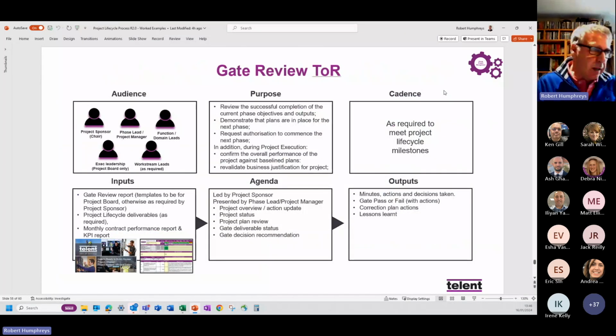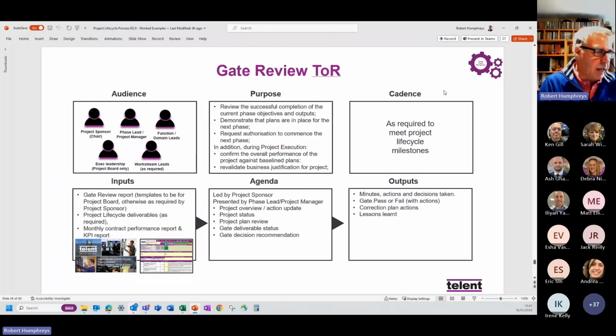We've put together, once again, within that project management guide, the terms of reference for our gate reviews. The key thing here is that a gate review, whether it's at project board or with a project sponsor, they all need to cover the same things really. The purpose is to review the completion of your phase objectives and outputs, to make sure you've got plans in place for the next phase, and also to request authorization to commence the next phase. It's basically saying, I've done what I said I'm going to do, I'm ready to do the next stage, and it's you getting that nod to say, yes, the project's in good shape to move on.